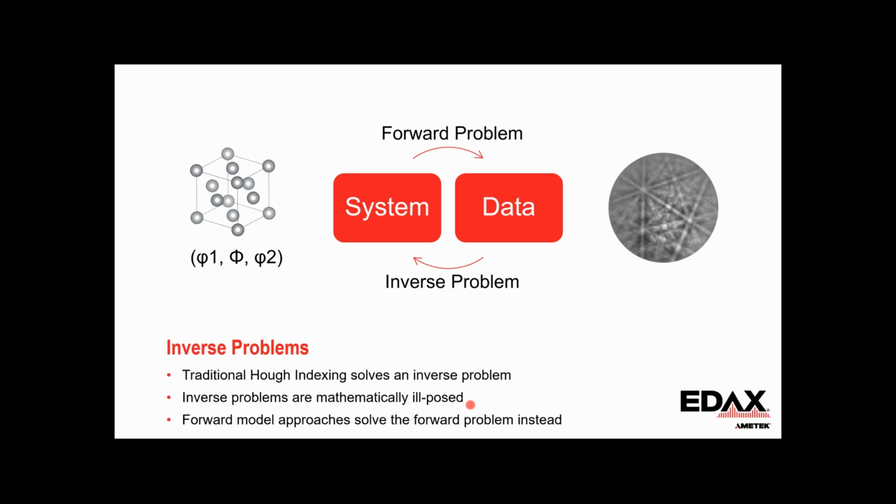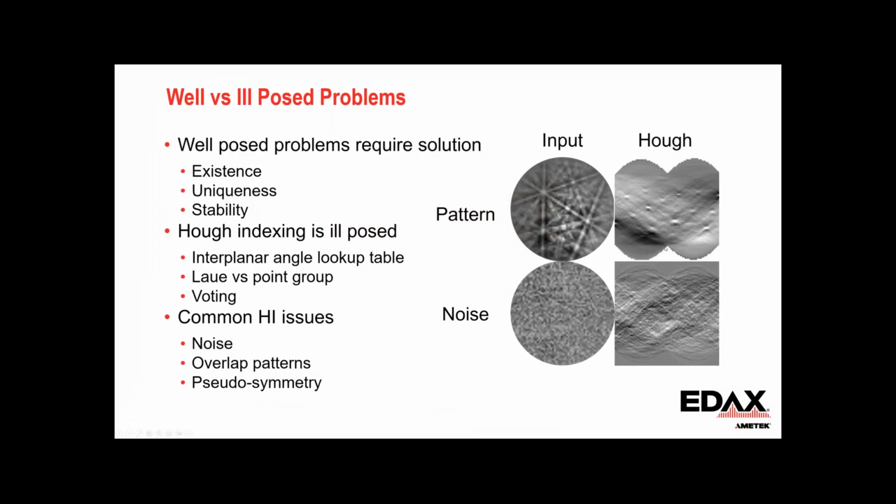The reason this is important is because inverse problems are often mathematically ill-posed, which means they have a lot of pitfalls. By doing a forward problem, we avoid that issue. So what makes a problem well-posed versus ill-posed? Well-posed problems basically need three factors: the solution needs to exist, it needs to be the only solution, and it needs to be stable.